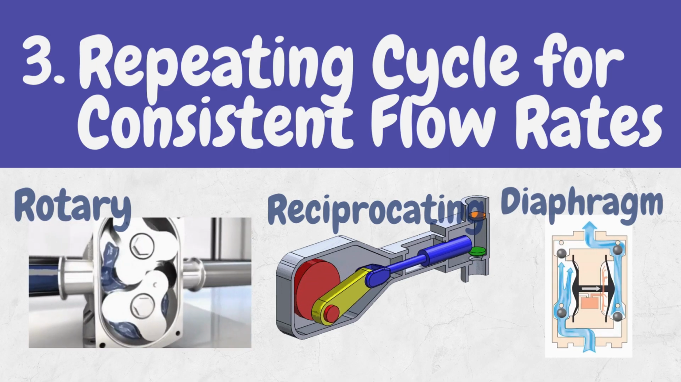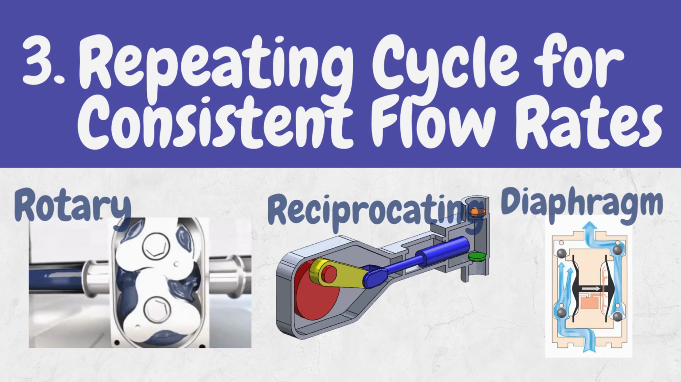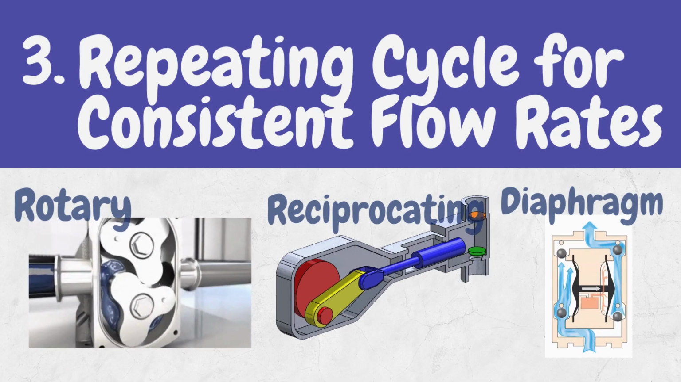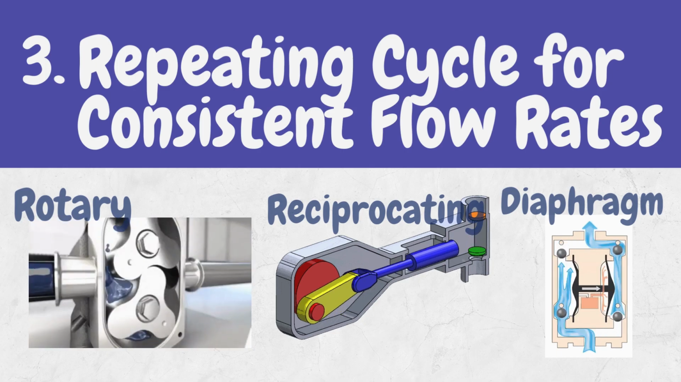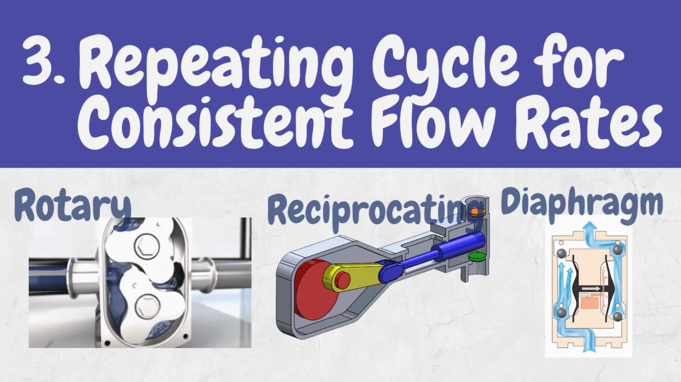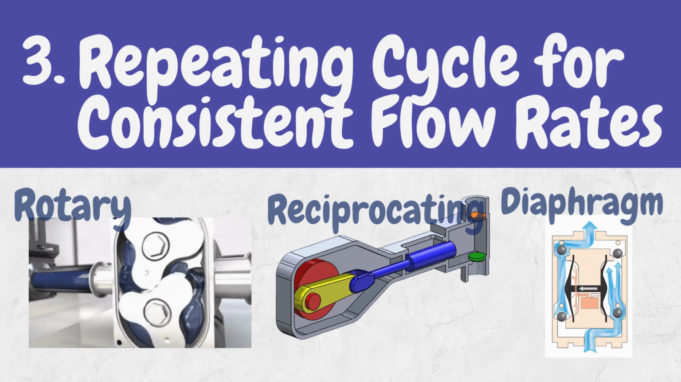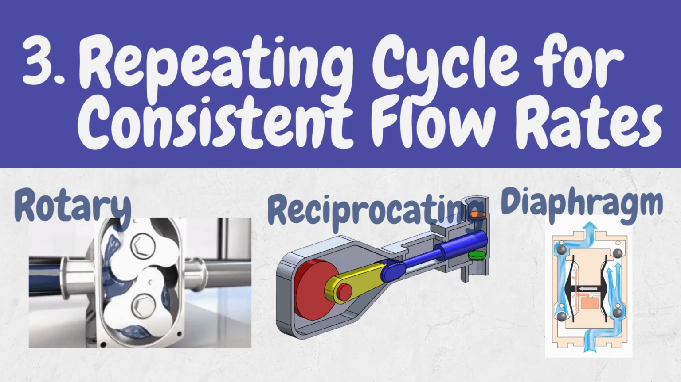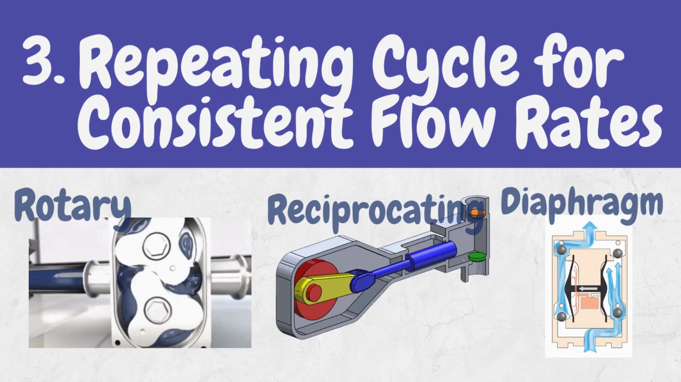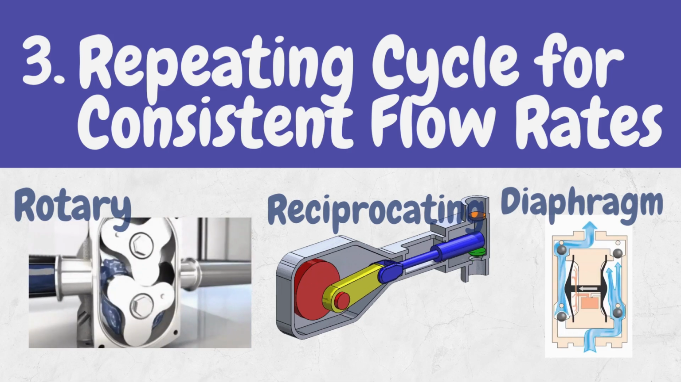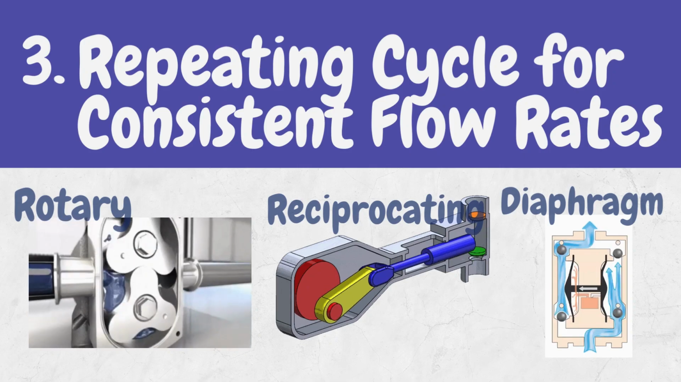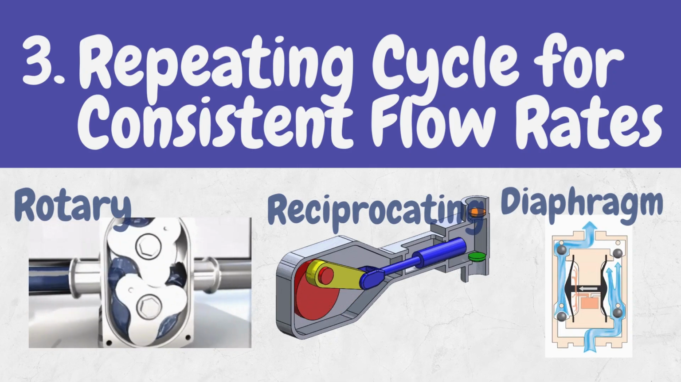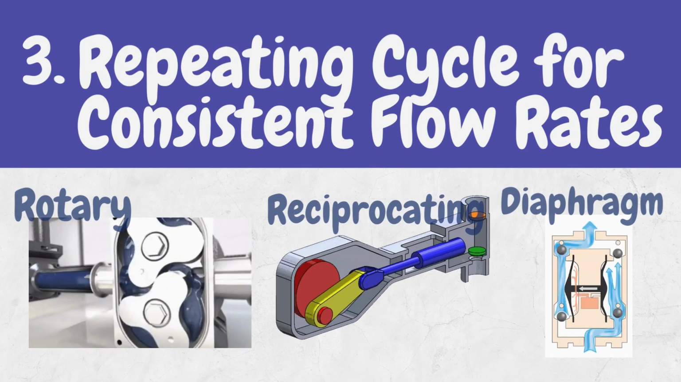Okay, so guys, to summarize this video: positive displacement pumps achieve their function by drawing a fluid into the pump chamber through an inlet valve and then discharging it out through an outlet valve, using various mechanisms such as rotary, reciprocating or diaphragm systems. And this repeating cycle ensures consistent flow rates, making them reliable for a wide range of industrial and commercial applications.